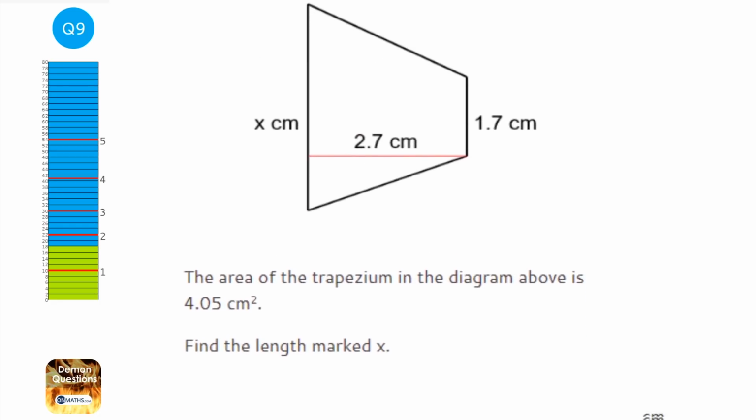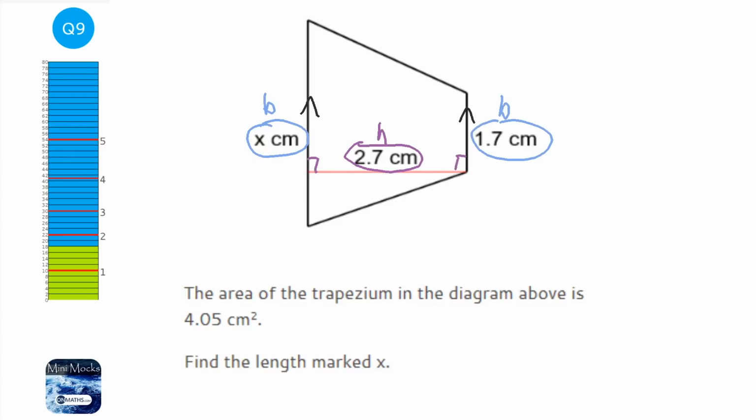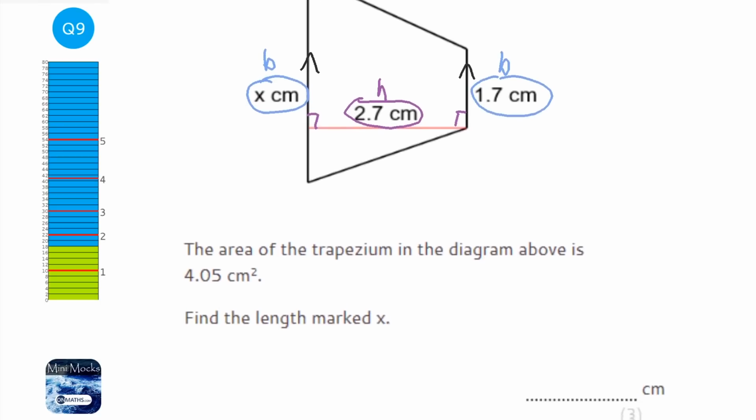Okay, so we're asked to find the length marked x. So it's a trapezium, so it has one pair of parallel sides, and to work out what the area is, we add together both the bases, which are the two parallel sides. We halve it, and then we times that by the height. Now the height is the thing that connects both the bases at right angles. So I'm going to write all that down.